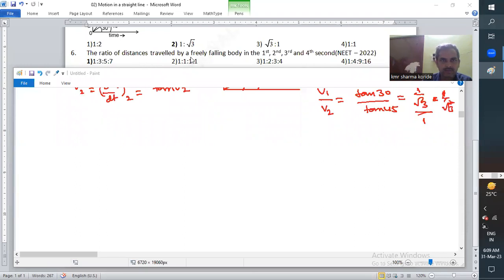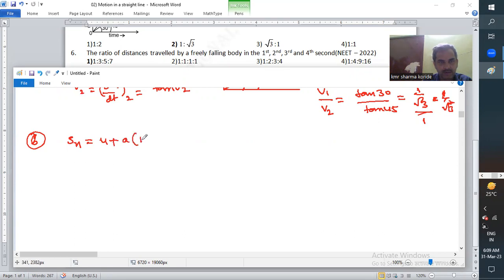The ratio of distances traveled by a freely falling body in the first, second, third, and fourth second. This was given last year, 2022, question number 6. So get back the formula. Distance traveled in the nth second, Sn is equal to u plus a of n minus half. There is a lot of difference between calling 1 second, 2 second, 3 second, 4 second, and the first second, second second, third second, distance traveled in the fourth second.